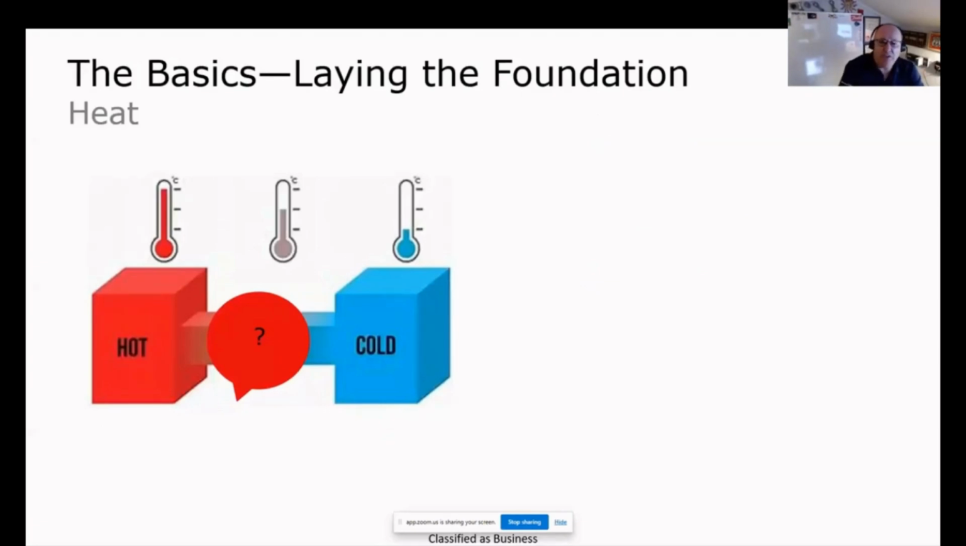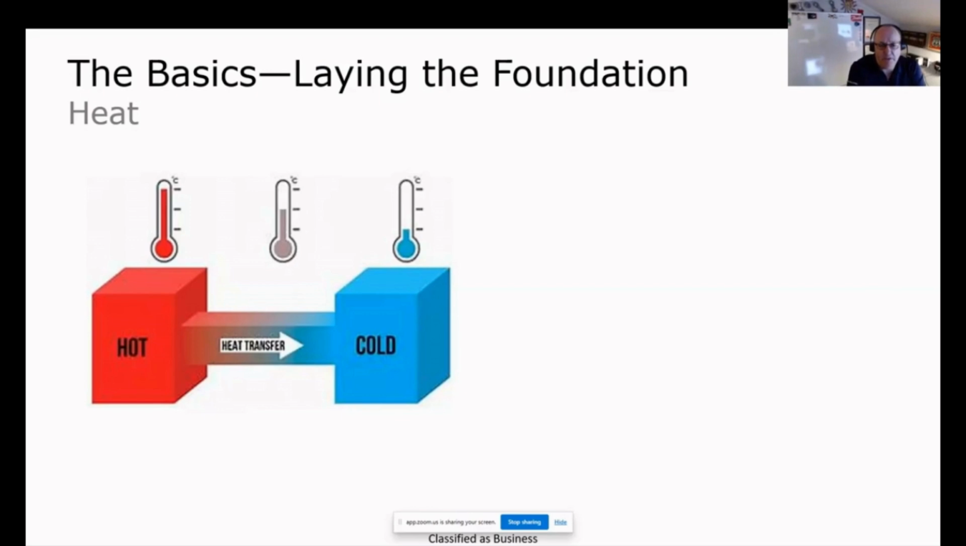So the basics on heat. Where does heat travel? Now, heat travels from hot to cold. That's important in refrigeration because basically that's what we do. We move heat from one place to another.